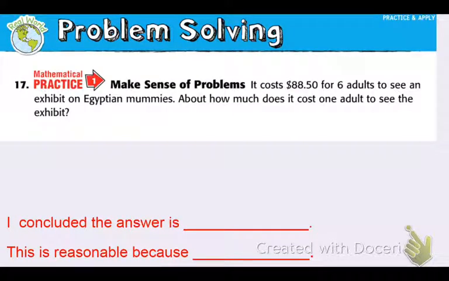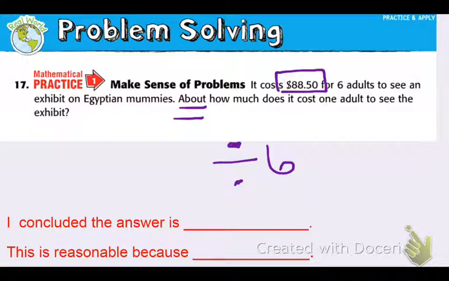Make sense of problems. It costs $88.50 for 6 adults to see an exhibit on Egyptian mummies. About how much does it cost for 1 adult to see the exhibit? Well, I'm going to be dividing by 6, so I want to choose a number that can easily be divided by 6.